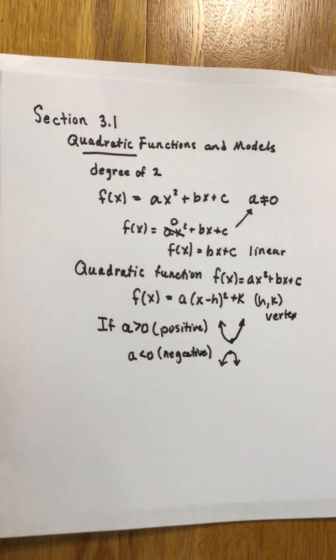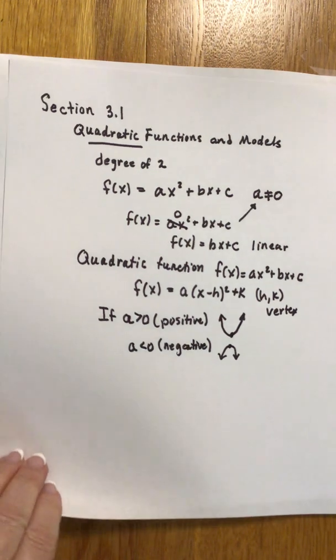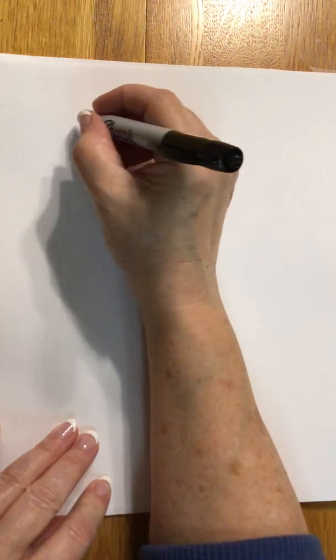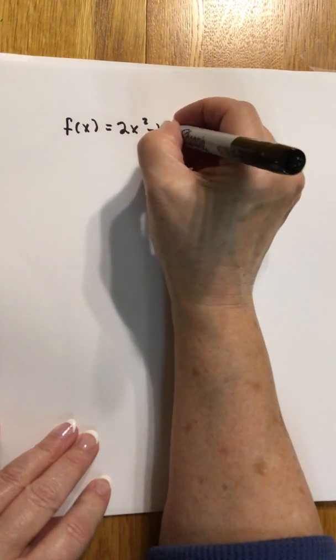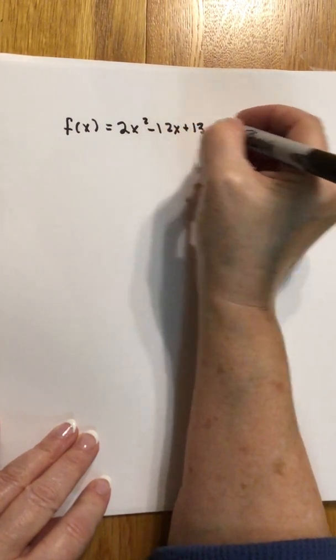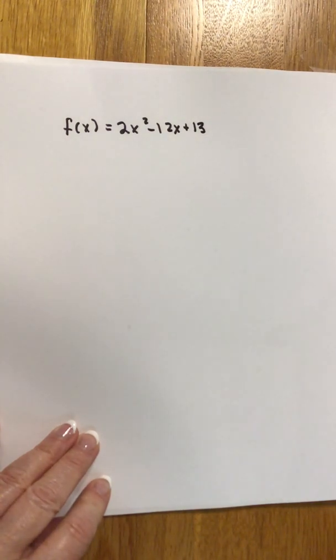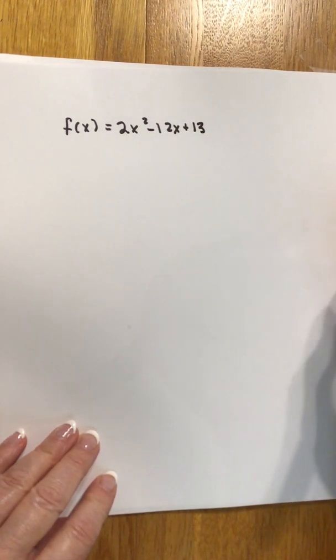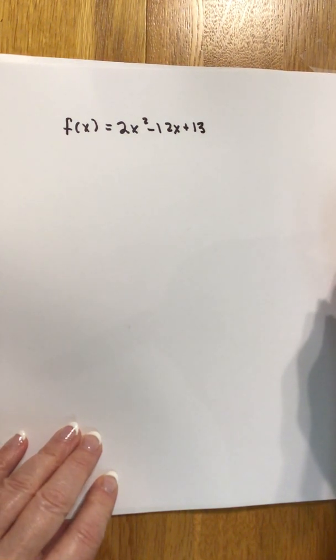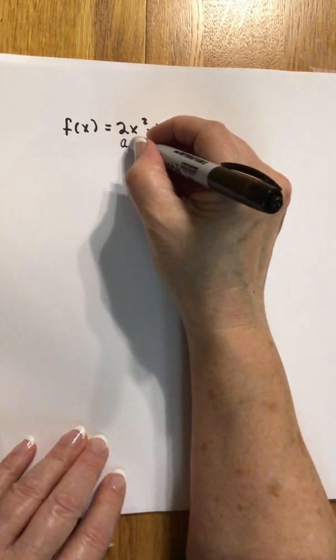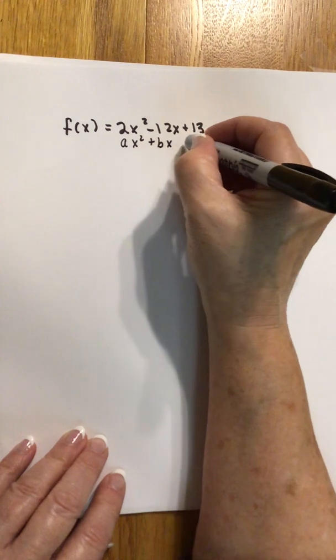So now we're going to look at an example where we use completing the square to put it into standard form. So the example is going to be f of x equals 2x squared minus 12x plus 13. So this is a quadratic trinomial. You've got 3 terms, so it's a trinomial. And we're trying to rewrite that in terms of standard form, the hk version. So this is going to be ax squared plus bx plus c.